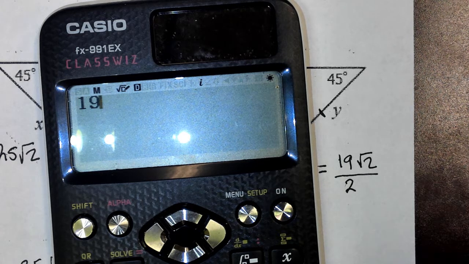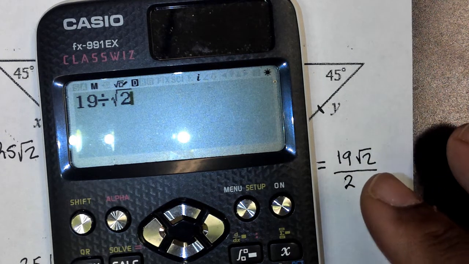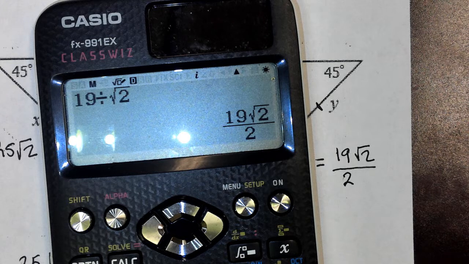So say I did 19 divided by, and then I did square root of 2. What we just did, it's not going to give me that as an answer. It's going to simplify it for me. It's going to show me what the simplified answer should have been, which is what we just got, 19 square root 2 over 2. You follow me? I'm just showing you that we are correct in our rationalization.